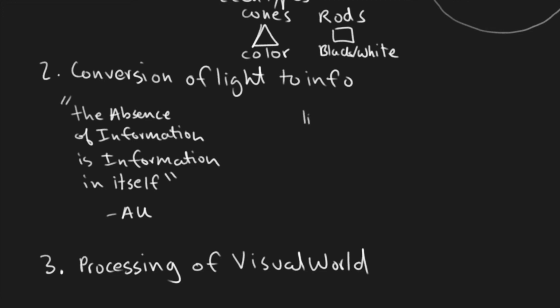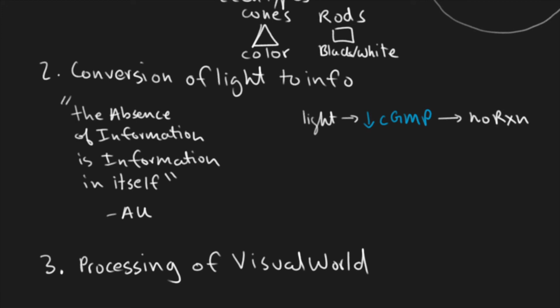So there's a photon, light, and it's going to hit the rod, and what you're going to get is a decrease in cyclic GMP, which is a secondary messenger. What cyclic GMP does is cause a reaction in the cell. So in this case, since there's a decrease in cyclic GMP, there's going to be no reaction.